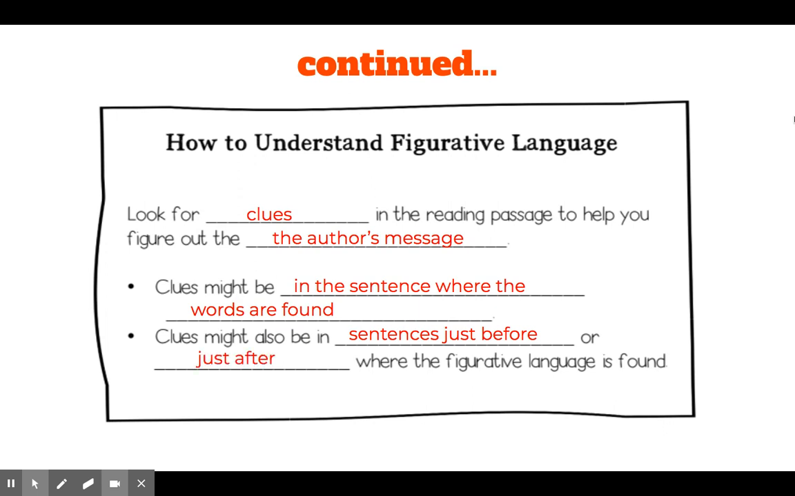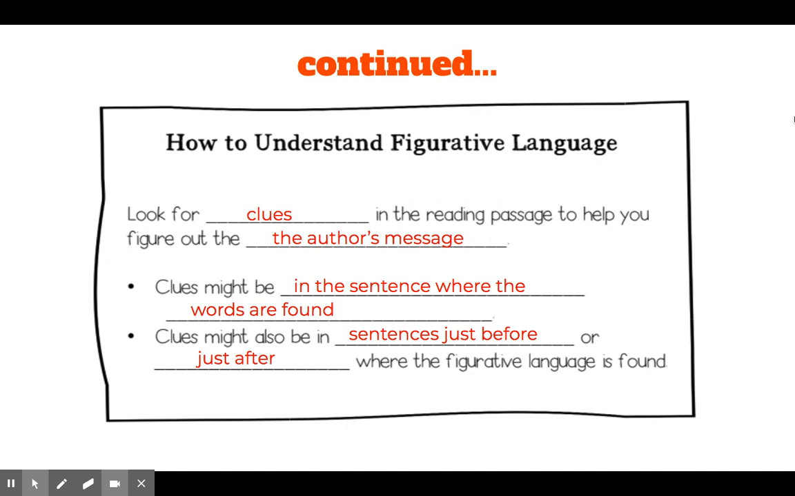So they might not be said right in the same sentence as the figurative language, but they might be hinted at or kind of giving you a preview, or even actually said in the sentences just before that figurative language or just after it. They might be giving you a clue or saying, hey, look back at the sentence before. You're not going to literally say that in the sentence, but they might be giving you those clues just before the figurative language is used or just after that figurative language is used.